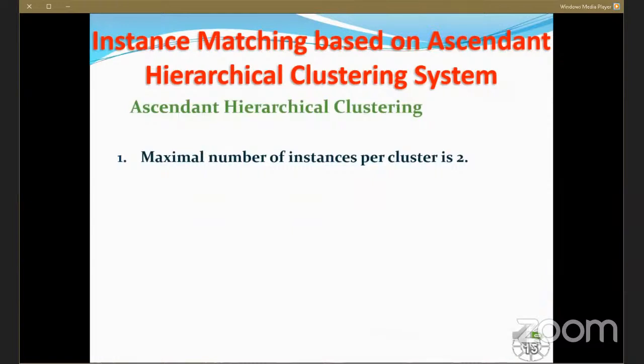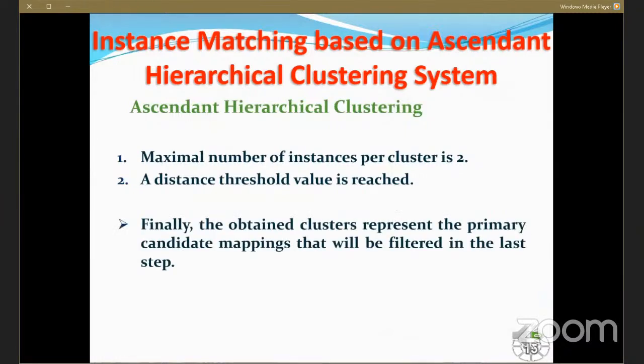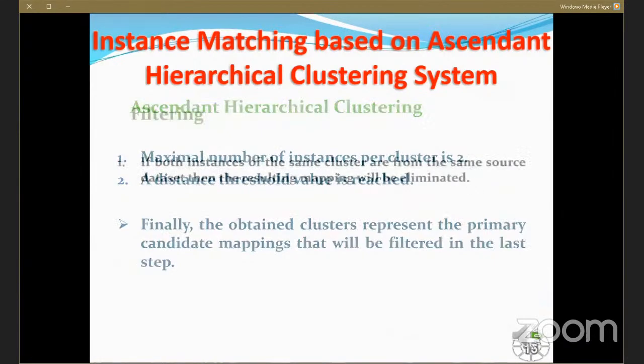The first one, the maximal number of instances per cluster is 2. Then, a threshold value is reached. Finally, each obtained cluster containing two instances is interpreted as a mapping between those instances, and the set of obtained mappings will be filtered in the last step based on some specified filter patterns.